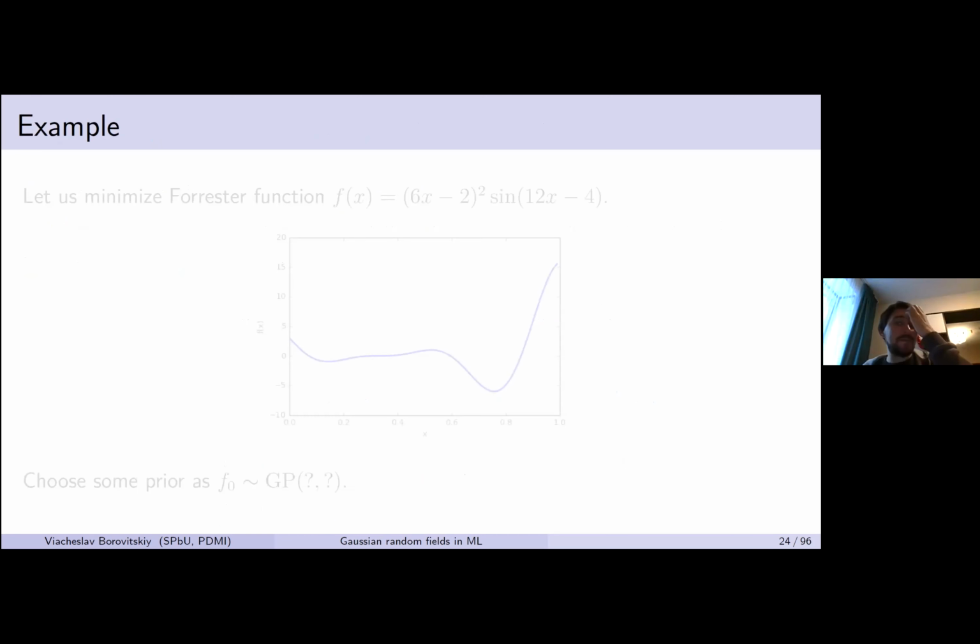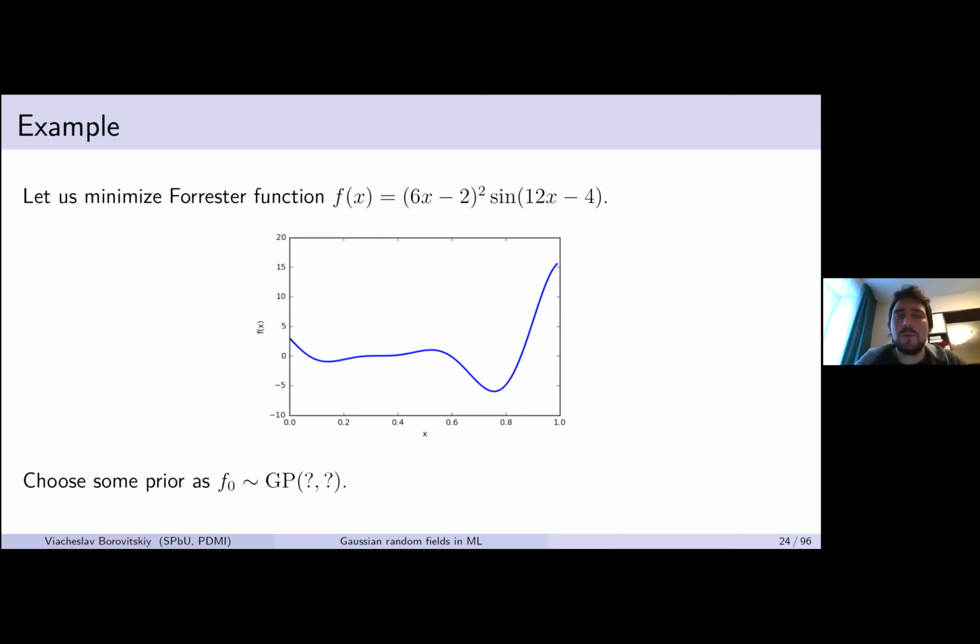So I have an example here of how this Bayesian optimization works. Let us minimize this Forrester function, just a simple sine multiplied by a polynomial. And so let us choose some prior Gaussian process. I don't want to talk about which mean function or which covariance function I have picked here, but just something very simple.